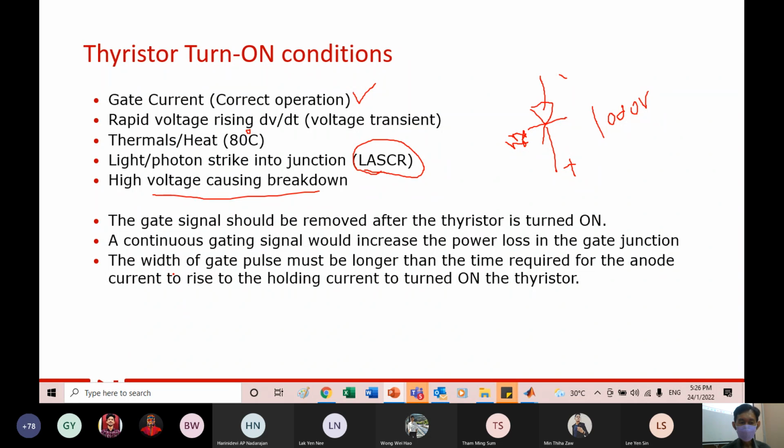And then the width of the gate pulse must be wider than the time required for the anode current to rise. That means the pulse must be long enough to turn it on. Usually it's a very short time. You see, one cycle of a sine wave at 50 hertz is 20 milliseconds.